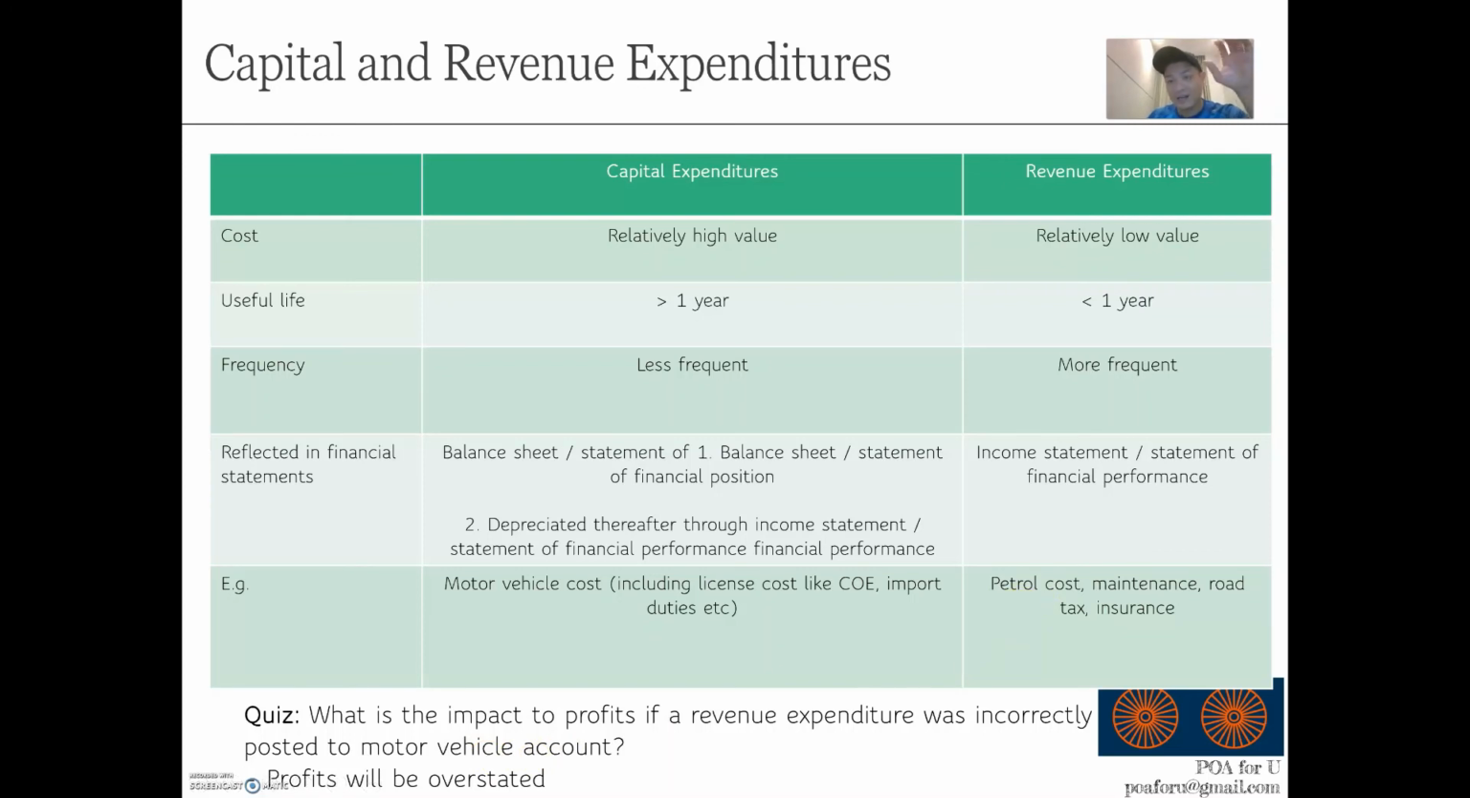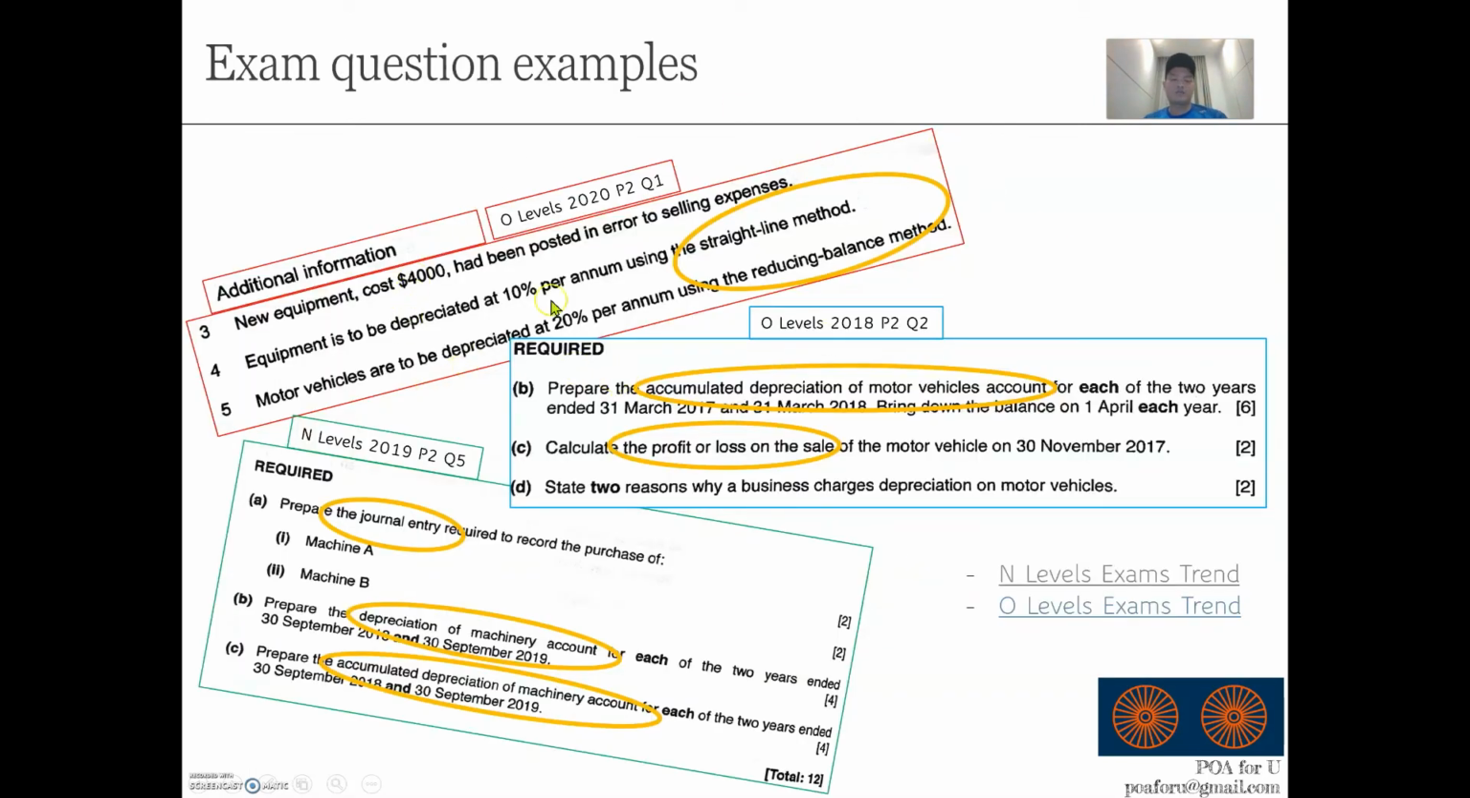as an asset, and that goes into the balance sheet, and the expense, which is petrol cost, that should be reflected in your other expenses in your statement of financial performance or income statement, will be lesser. So expense is inversely related to profits, and therefore profits would be higher than it should be. Okay, so these are the questions that I talked to you about earlier on, right? And we know straight line, we know reducing, we know the journal entries, we know the accounts, and we also covered profit and loss on sale. So we're mostly covered here.